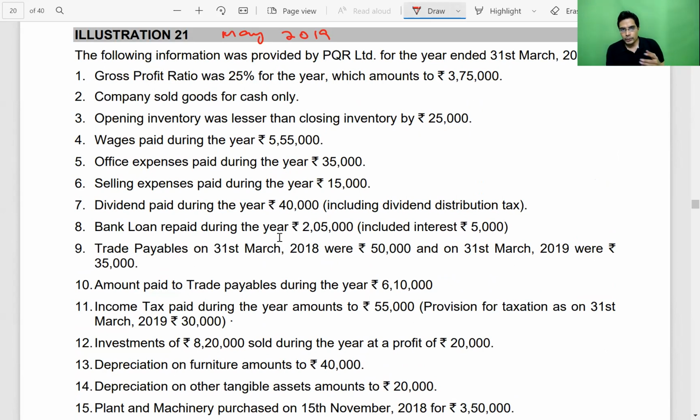The following information was provided by PQR. They've given us the GP ratio 25%, which amounts to rupees 3,75,000. So GP ratio was 25% and GP in rupees is 3,75,000. We all know that with the total sales, if you multiply the GP percentage, then we will get to know GP in rupees. And nothing mentioned, a GP percentage is always expressed on sales.